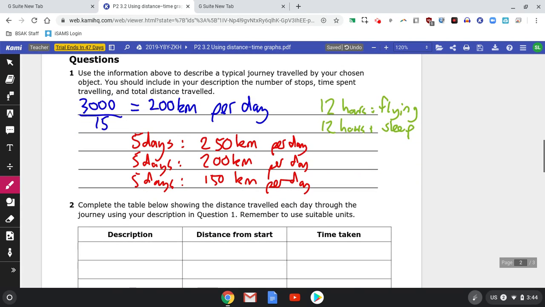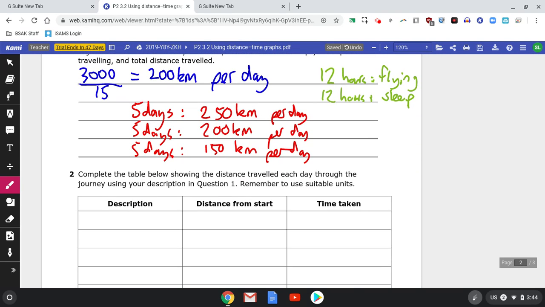Okay, so that's what we need to do. The next task is describing what they're doing each day. So complete the table to show the distance travelled each day through the journey.